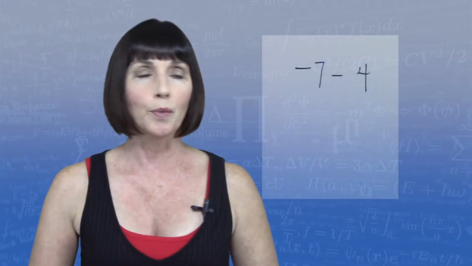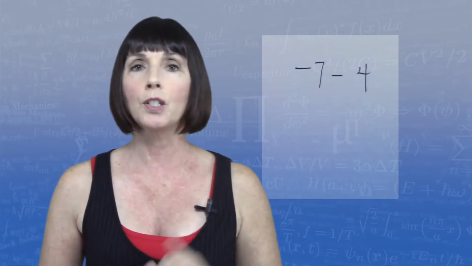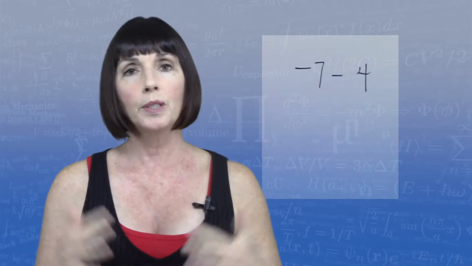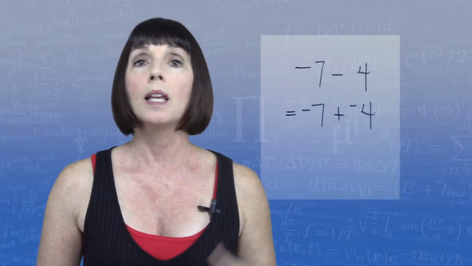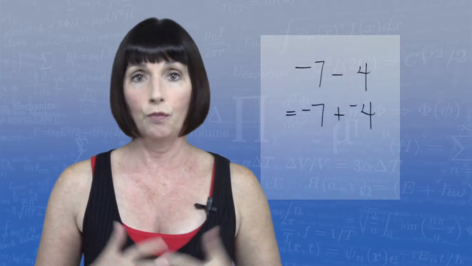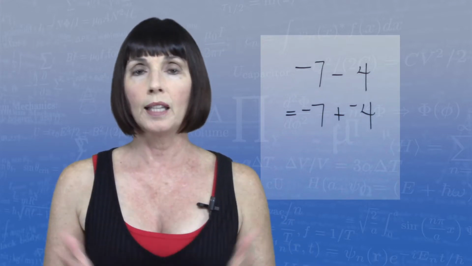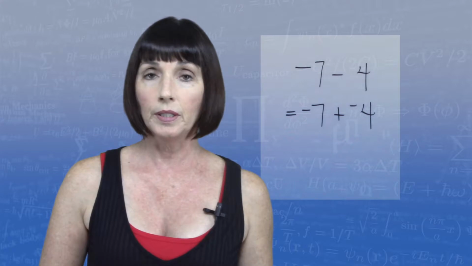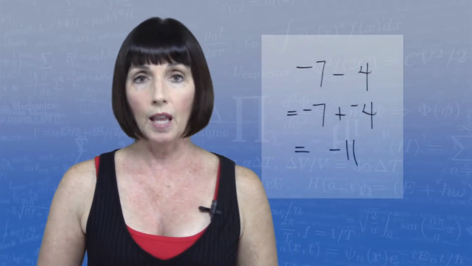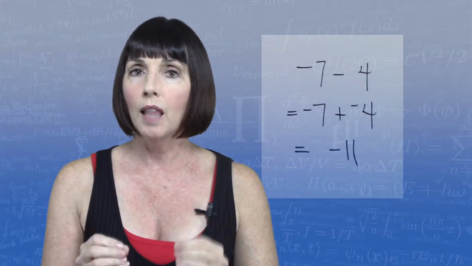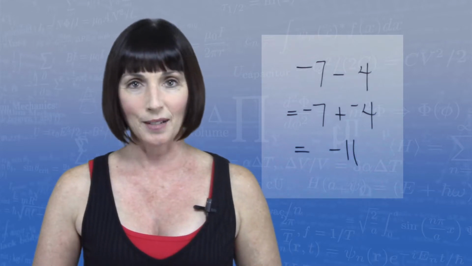Okay, here's another one. Negative 7 minus 4. Again, change it to an addition equation. It becomes negative 7 plus negative 4. Now we're just adding two negative numbers together. Negative 7 plus negative 4 is negative 11. It starts to look a lot more obvious in situations like that.